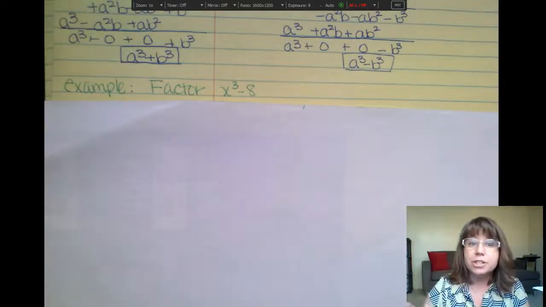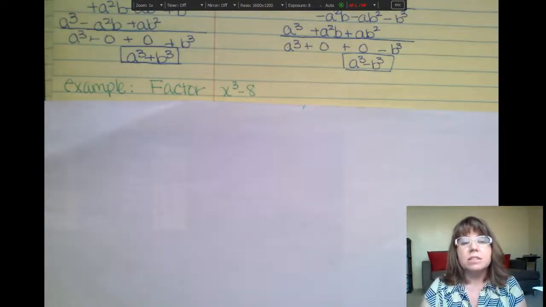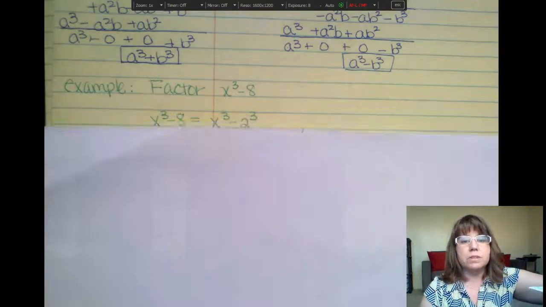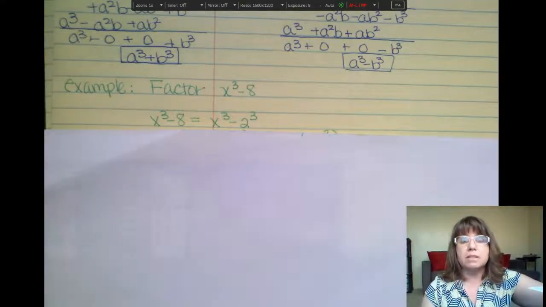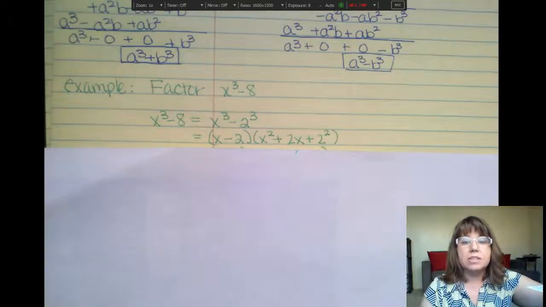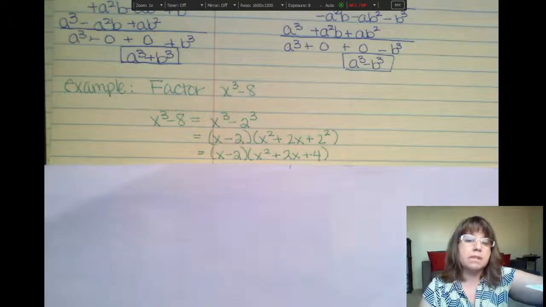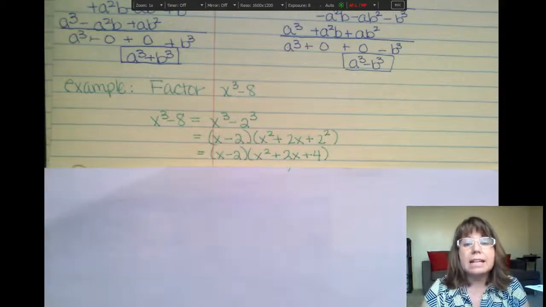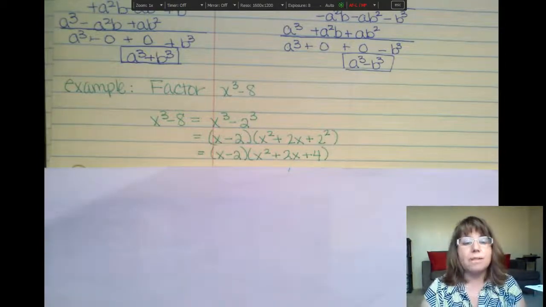Now that we have a formula to use, let's apply it. So we have x cubed minus 8. Now x cubed is a cube, and 8 is 2 cubed. Therefore, I can use the formula, and remember the signs are negative, positive, positive. So that's going to break down into x minus 2 times the quantity x squared plus 2x plus 2 squared. But 2 squared is 4, so ultimately my final result is going to be x minus 2 times the quantity x squared plus 2x plus 4.